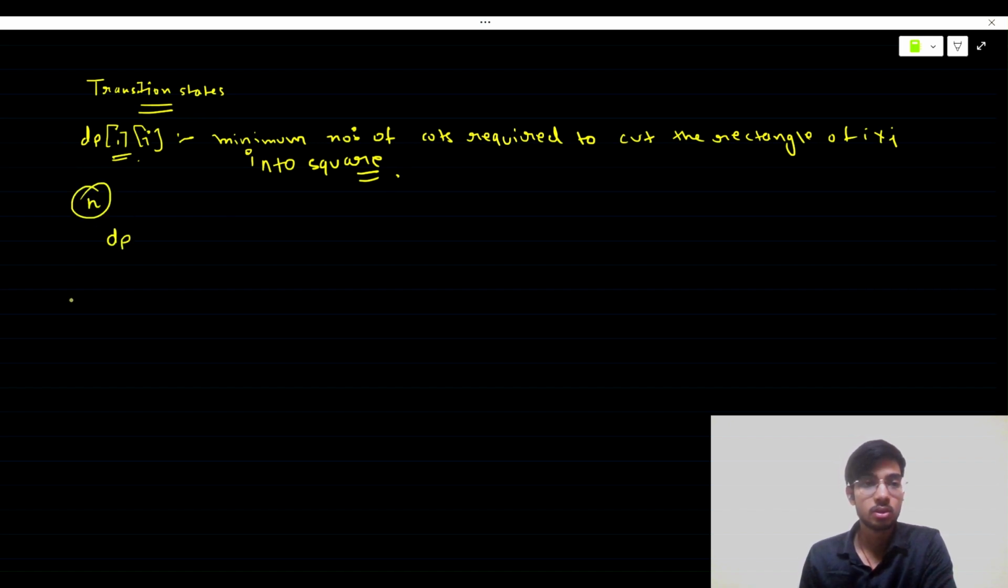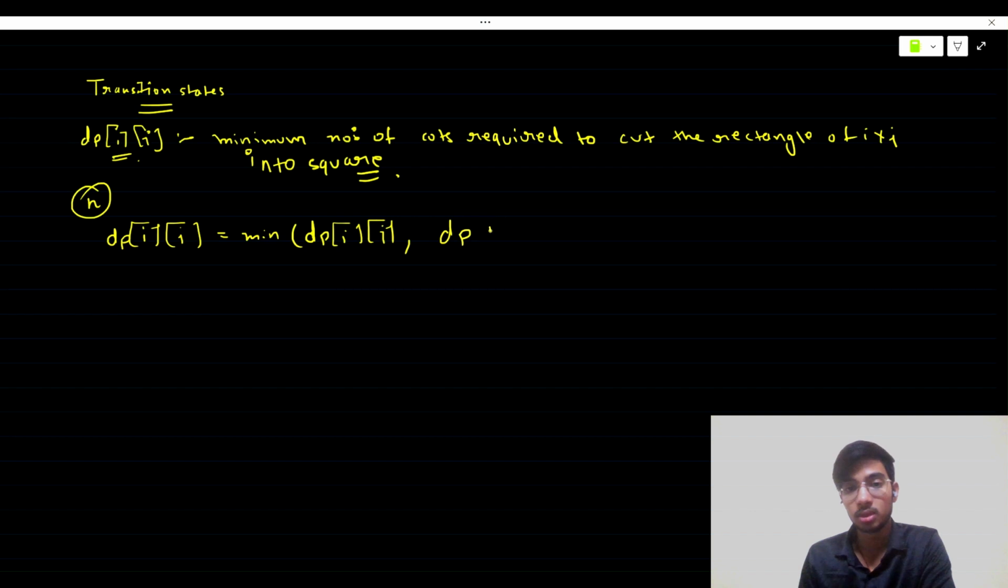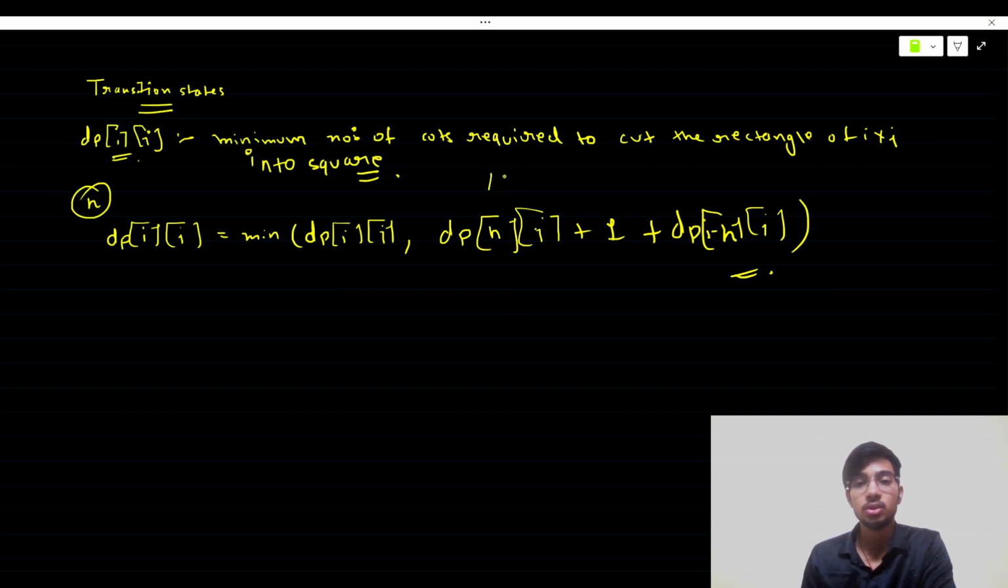So first, make the transition for the horizontal cut. DP of I J would be the minimum of DP of I J, and we make the cut horizontally: DP of h j plus 1 plus DP of I minus h j. This is for the horizontal cut, and h goes from 1 to I minus 1.